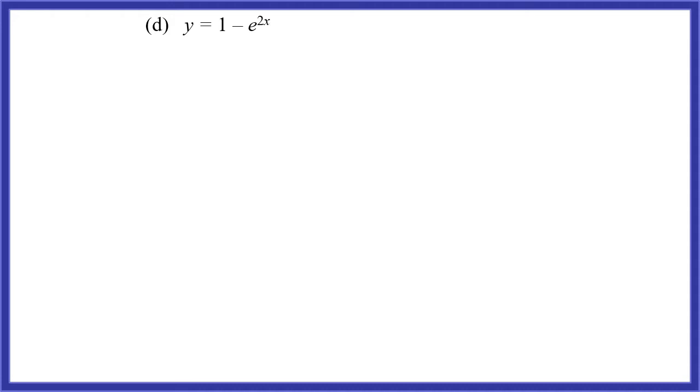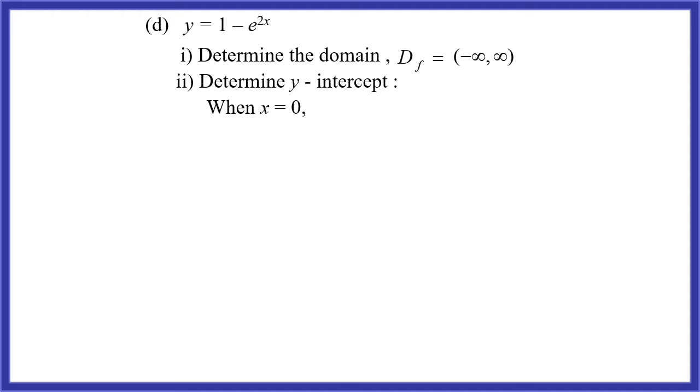Okay, it's a bit different because now we have 1 minus e to the power of x. So don't panic. What we need to do is just the same steps as usual. So first, determine the domain and range. It's always negative infinity to infinity. The next step is, yes, the y-intercept. So when x equals 0, y equals 1 minus e to the power of 0. Okay.